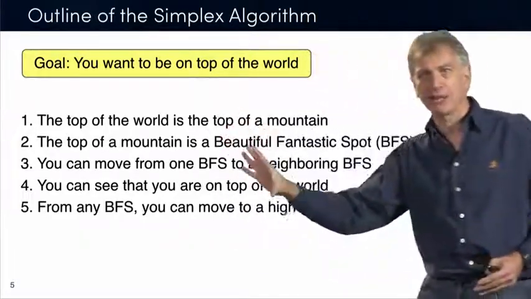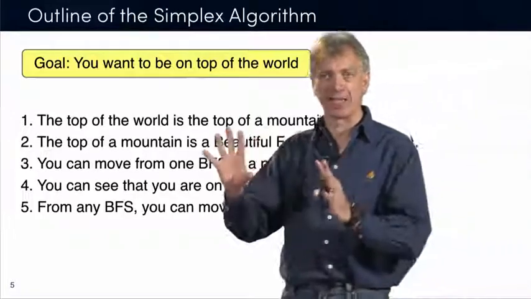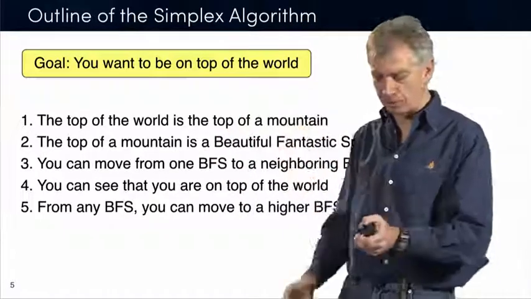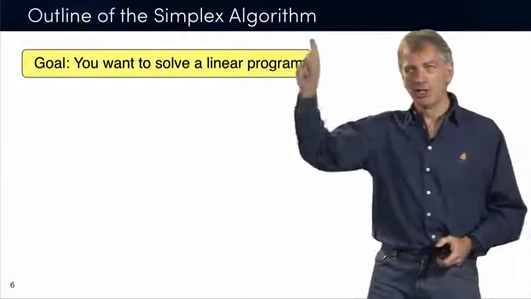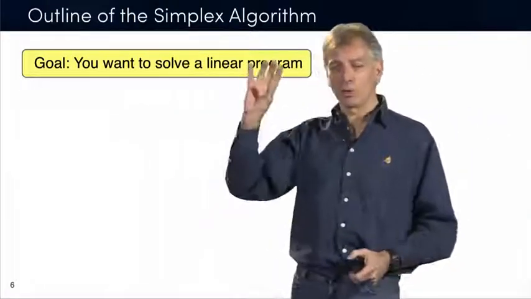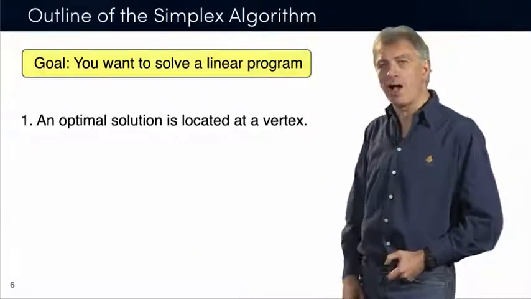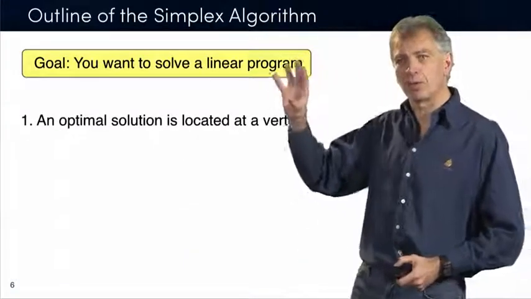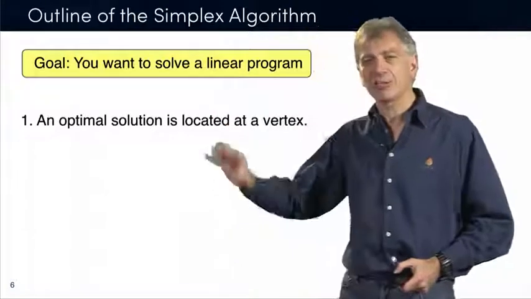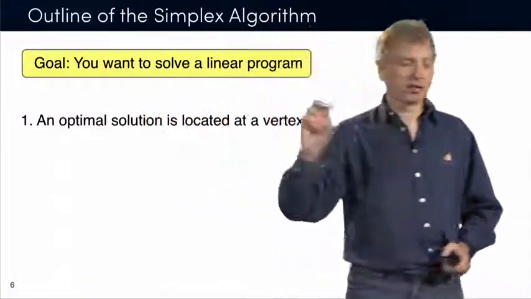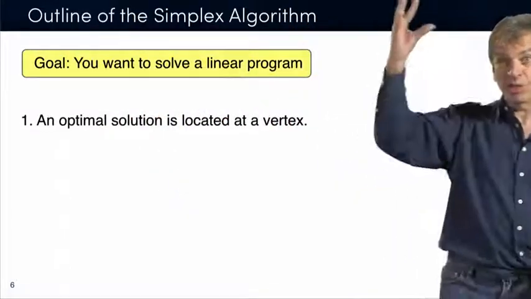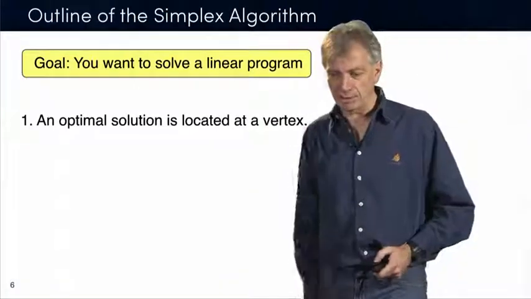We're going to take this very simple algorithm and make it look complicated, such that people believe we are really clever, okay? So this is what we're going to do. Instead of saying we want to be on top of the world, we want to solve a linear program, okay? Fact number 1: what I told you is that the top of the world is at the top of the mountain. That's basically telling you that the optimal solution is located at a vertex. So when you think of a vertex, think the top of a mountain, right?